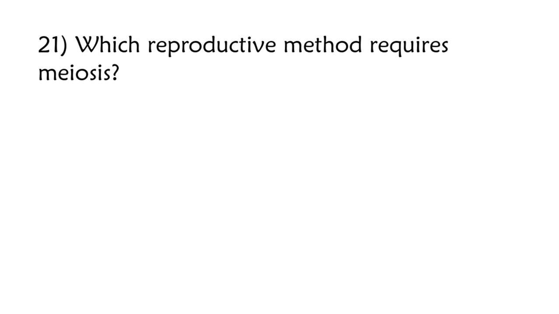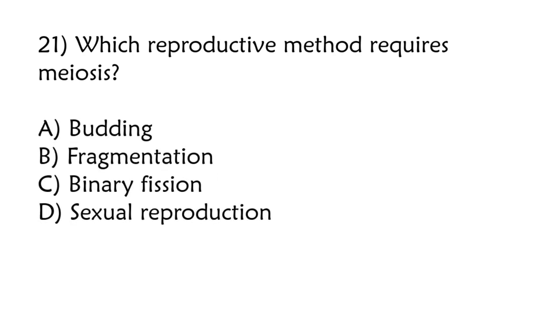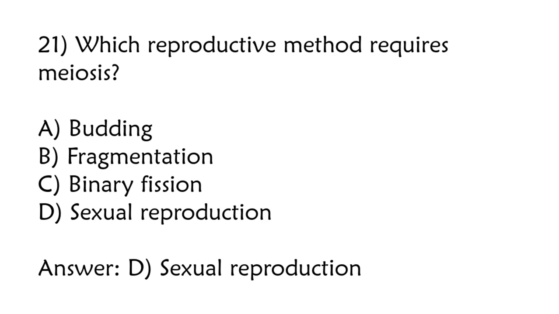Which reproductive method requires meiosis? Budding, fragmentation, binary fission, sexual reproduction. Correct answer is option D, sexual reproduction.